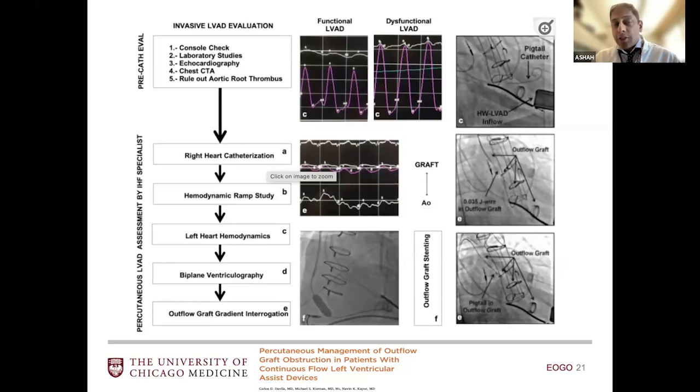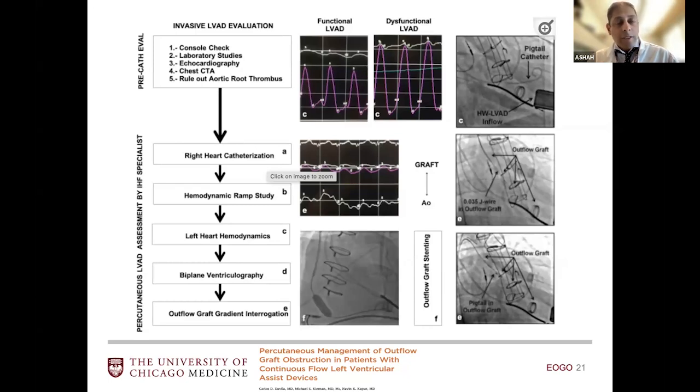Right heart catheterization is critically important. We're forgetting about that because we're so worried about pressures in the graft, across the lesion, and in the aorta. But a right heart catheterization is important. As Dr. Billia pointed out, a hemodynamic RAMP study can be useful. Those are usually done by my highly qualified heart failure colleagues. I can barely spell ramp.